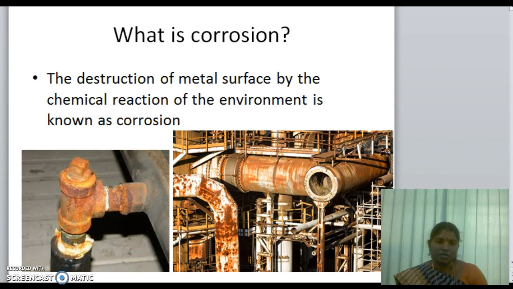So corrosion is nothing but the chemical reaction taking place between the metal surface and the corrosive environment. We can define corrosion as the destruction of the metal surface by the chemical interaction of the environment. So corrosion is nothing but the decay of the metal surface when it is exposed to the environment.